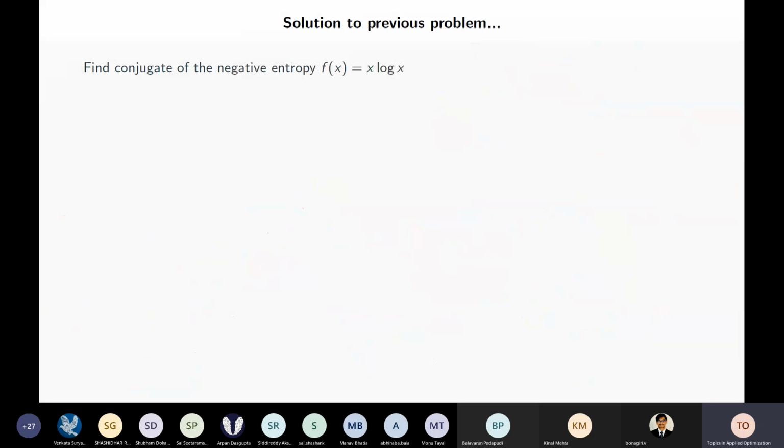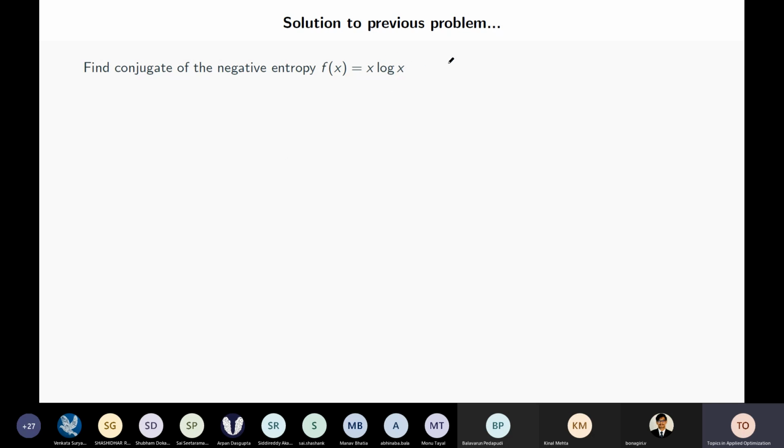Let us do one more. I think I have two more, but let us try to do one more example. This is called entropy. Okay, so entropy function. So let us try to find a conjugate for this.